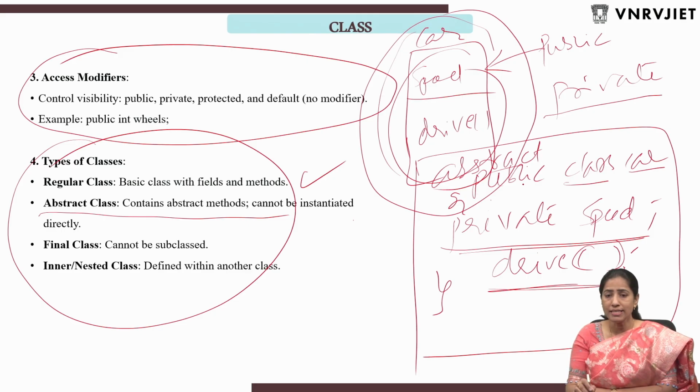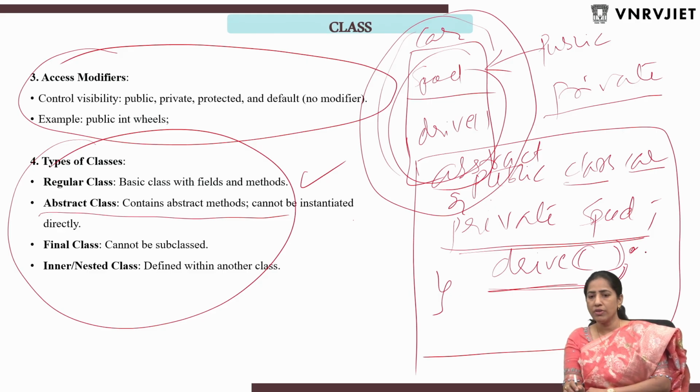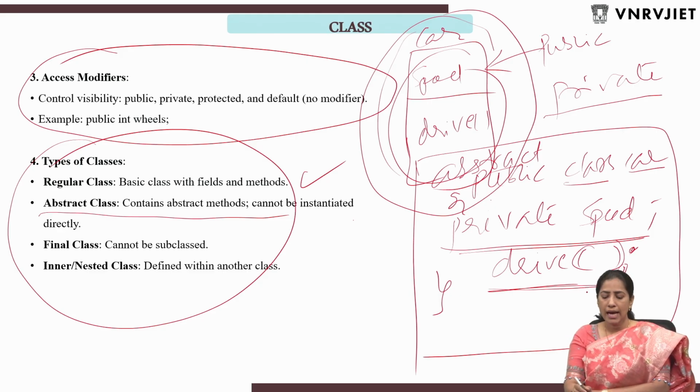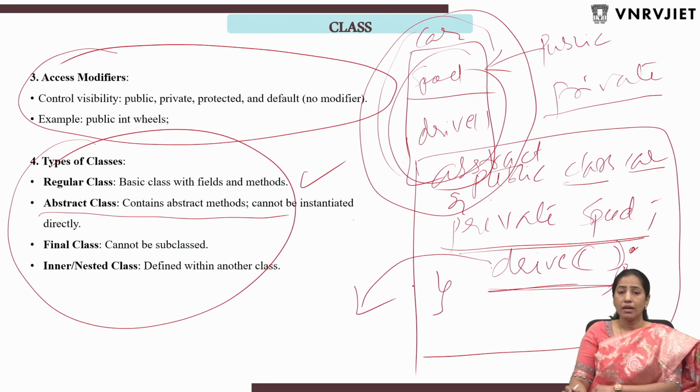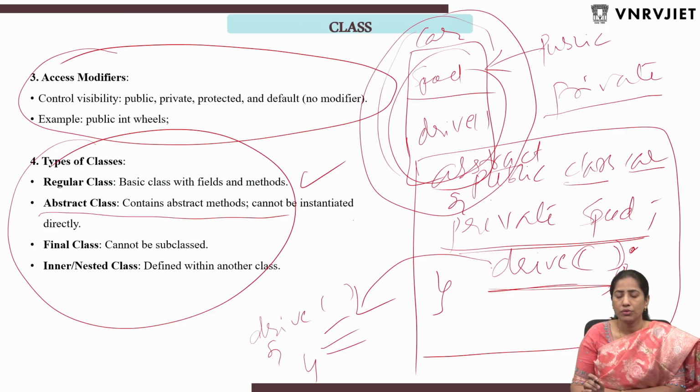So, regular class, abstract class. What will an abstract class have? An abstract class will not have the definition of the method, only the declaration of the methods. And these methods are defined. Who will define these methods? These methods are defined by the child classes of this abstract class. Abstract classes should be extended by other classes. Those classes will define these methods.